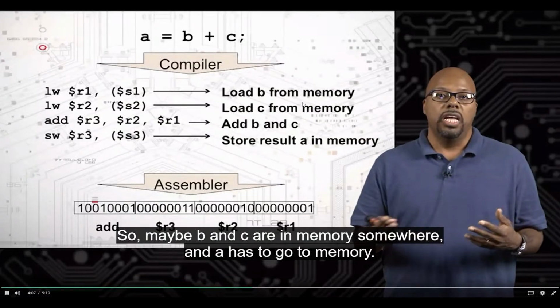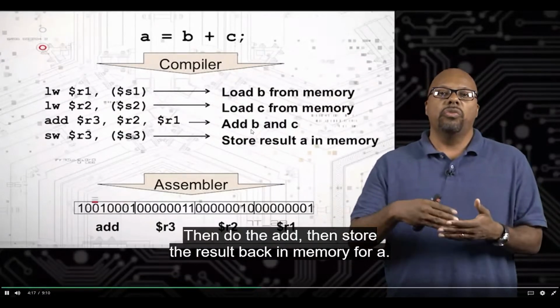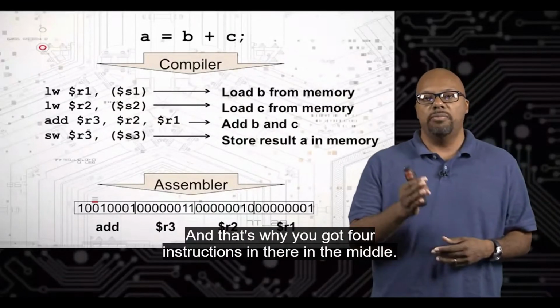So maybe B and C are in memory somewhere, and A has to go to memory. So first, you got to load B from memory, then load C from memory, then do the add, then store the result back in memory for A. And that's why you got 4 instructions in there in the middle. You got 4 what you call assembly instructions.